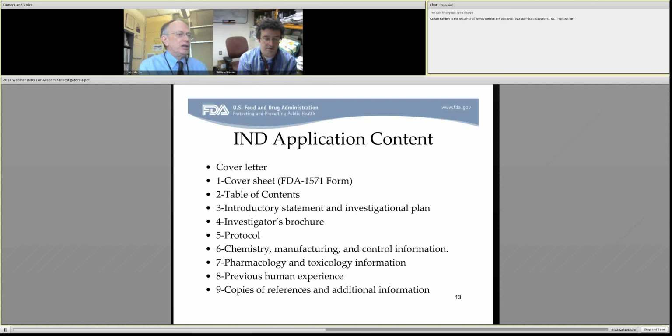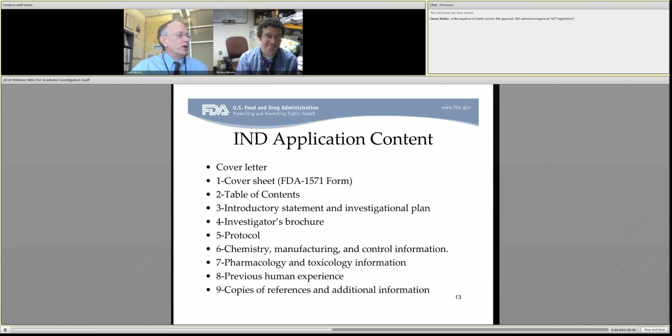The cover sheet is a Form 1571. The table of contents may seem extraneous, but it reassures us that you've addressed each of the items. The introductory statement and investigational plan causes a lot of people problems, so I'll be going over that in perhaps a lot of detail, maybe too much detail. The investigator's brochure, we hear a lot of jokes about what's an investigator's brochure. It's not a description of the resort where the investigator site is. It's a description of what an investigator needs to know to participate in the trial.